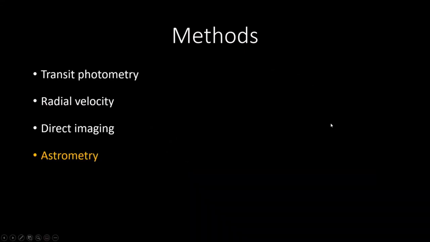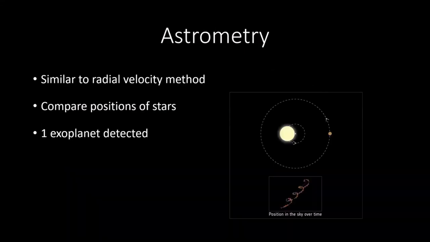The last method is called astrometry. Just as the radial velocity method, it uses the fact that the planet also exerts a gravitational force on the star, which moves around. However, astrometry doesn't look at the Doppler shift. Instead, it evaluates the position of the star compared to its nearby stars over a period of time.